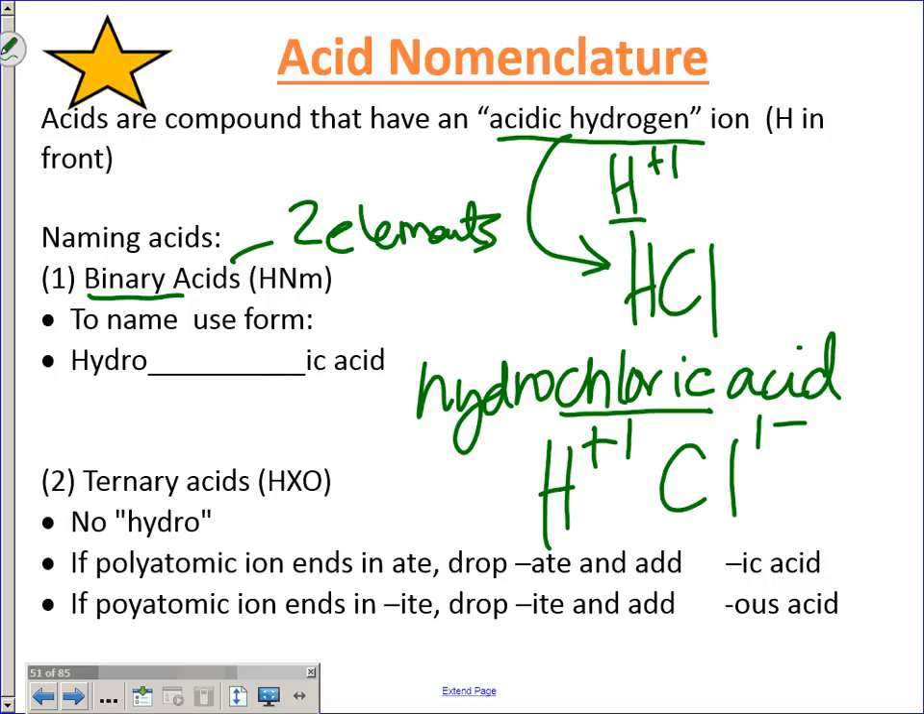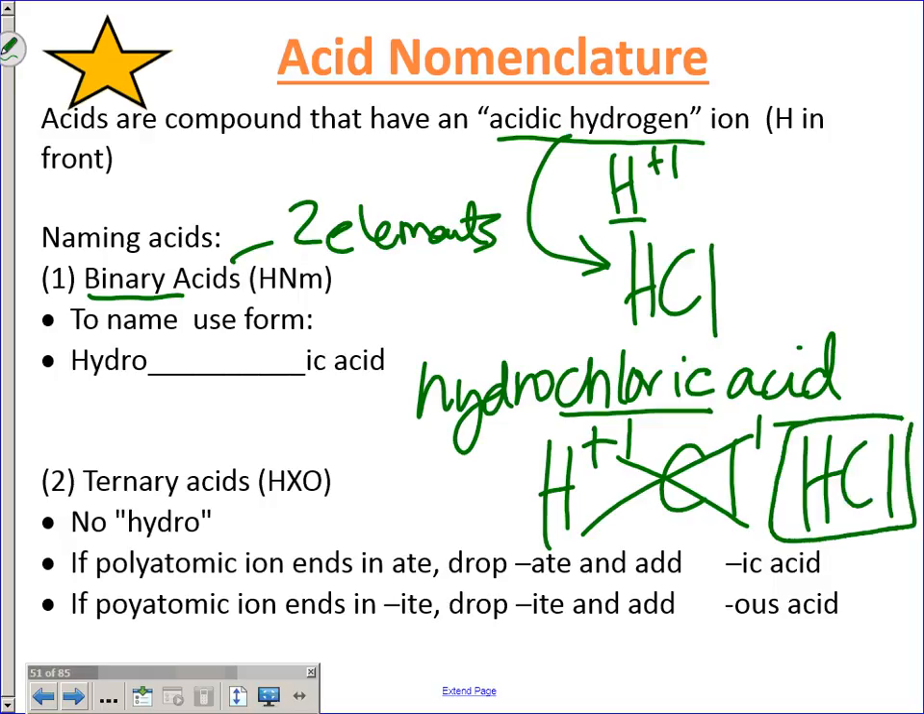So plus 1 and minus 1. Because they're acids, they act ionically. They have charges, and you can see that charge from the hydrogen, and you can also see it from the chlorine. When we crisscross these charges, they make a 1 and 1, which is HCl. So just focus on the binary just for a moment with me. That's all of this right here.